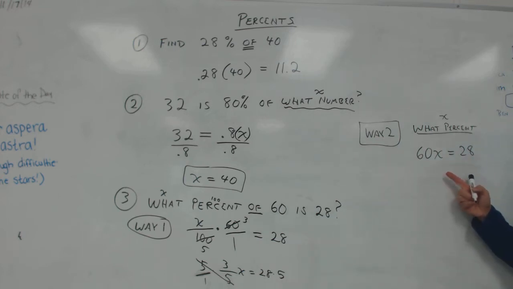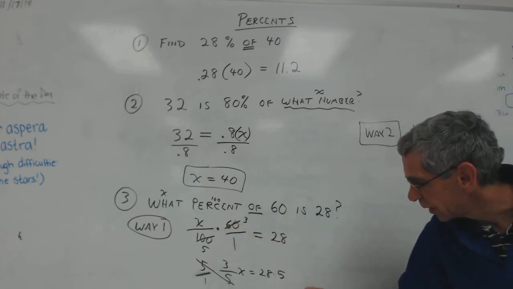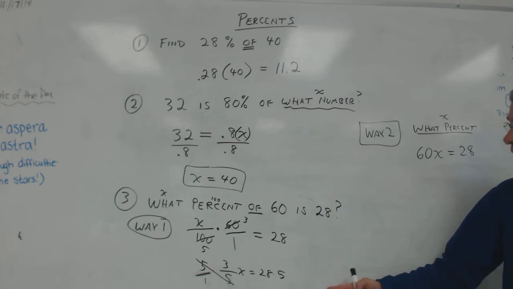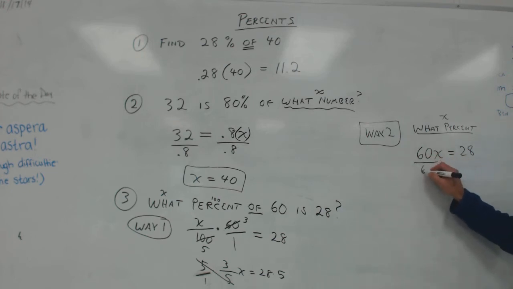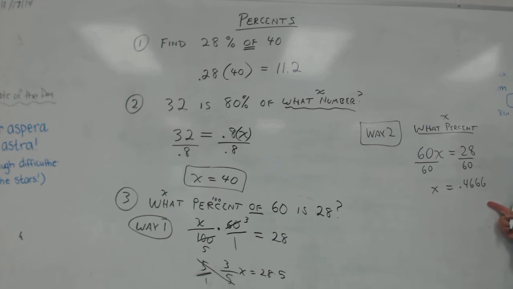And so the only thing is, when you solve for x, your answer will be a decimal. When you solve for x here, that is not your answer yet. I forgot to put percent afterwards. If I divide both sides by 60, I get x is equal to 0.4666. Then I have to convert it to a percent, because this is a decimal. But that's really easy, I just move it over 2 places, so it's 46.66%. Does that make sense?